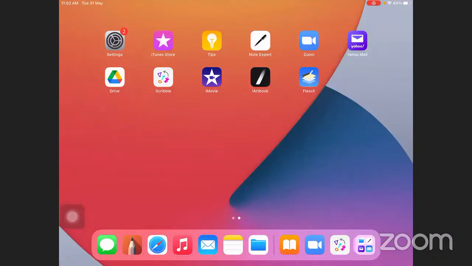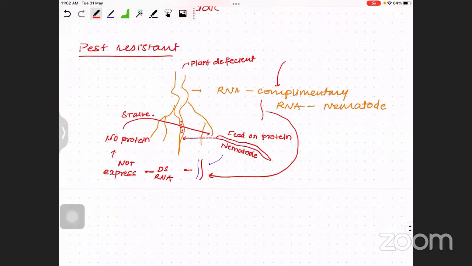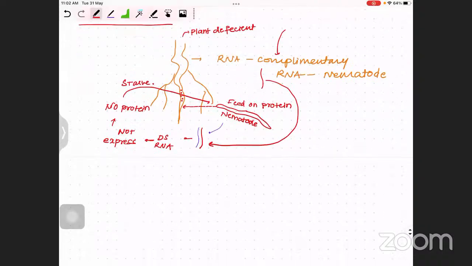Pest resistant, yeah. Pest resistant, where we have RNA interference technology. In RNA interference technology, we introduce a complementary RNA strand. Sir, sorry to interrupt. That pest resistance, they want repetition. Yeah, I'm doing that.